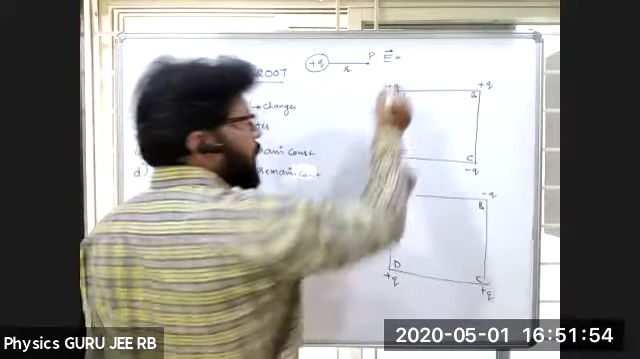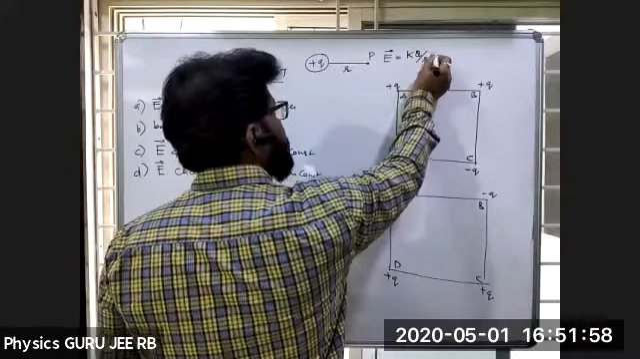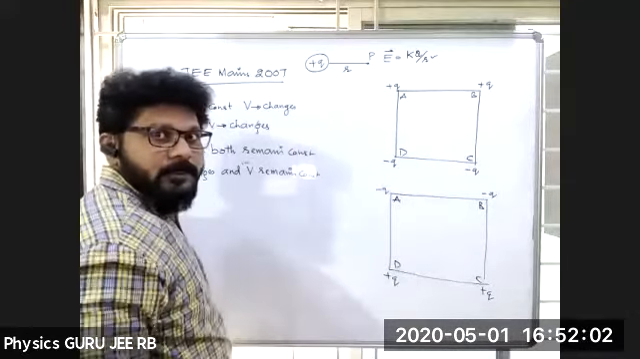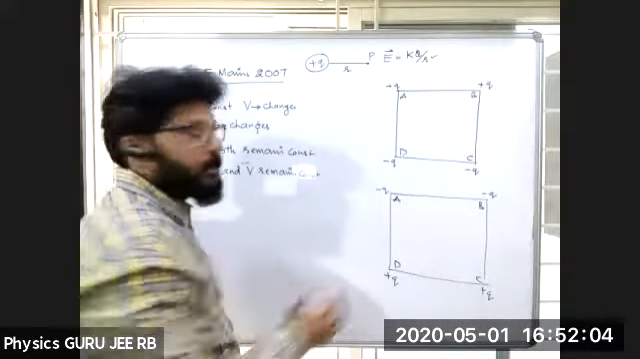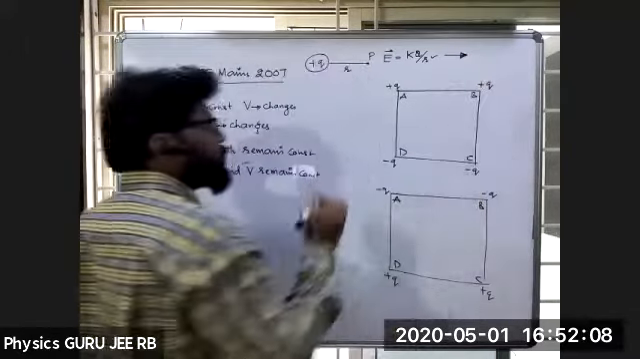KQ by R square. It's nothing but KQ divided by R square. It is a vector quantity. It is away from a positive charge and towards a negative charge. So away from positive charge, right? One should know that.